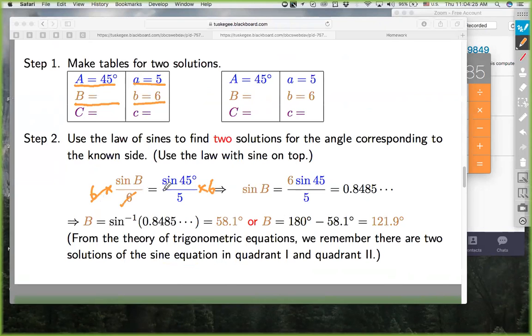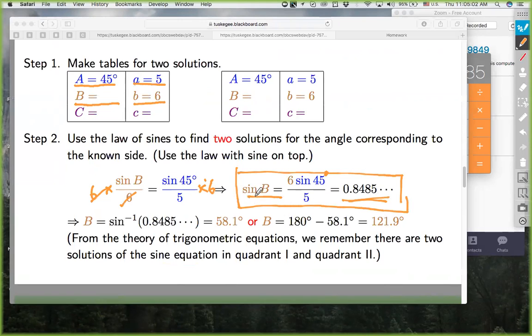And we have sine B equals 6 times, 6 goes to the numerator, right? 6 sine 45 degrees over 5. And compute the number, we get these decimal values. So as a result, what we have is this sine equation, right? Sine of an unknown angle equals the sine value. And I just explained how to solve this sine equation, right?